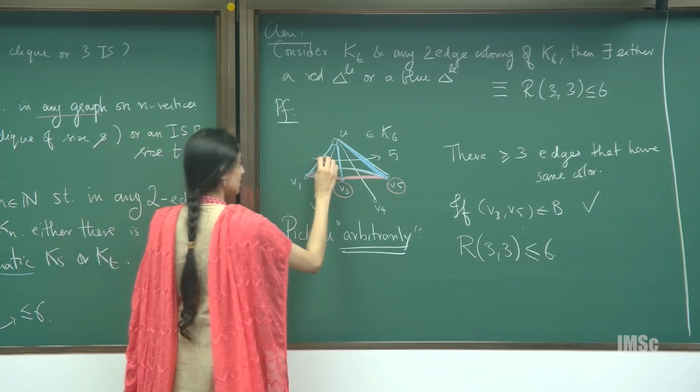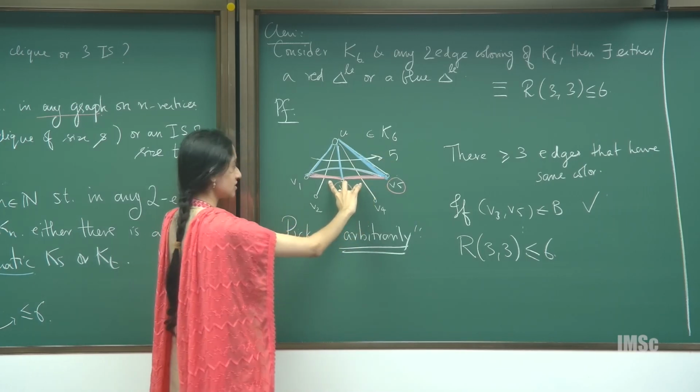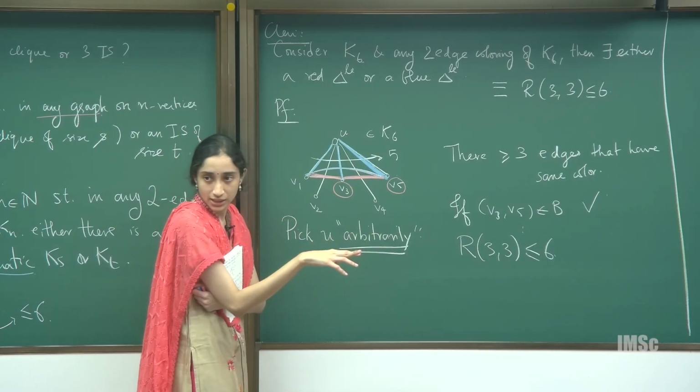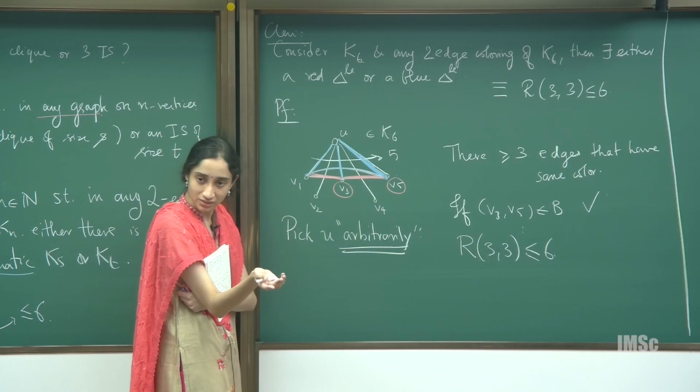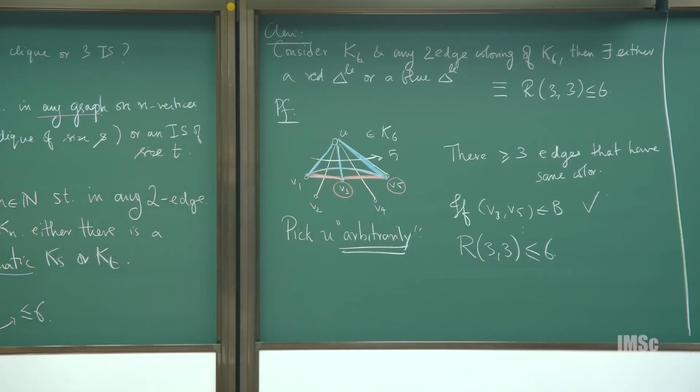By the pigeonhole principle, there were at least 3 that had the same color, right? You look at those 3 vertices, those 3 edges and their outgoing vertices. You look at that triangle. They may all be of the same color, then you are done. If they are not all red, there is one blue, then you will get a blue triangle. Is that okay?